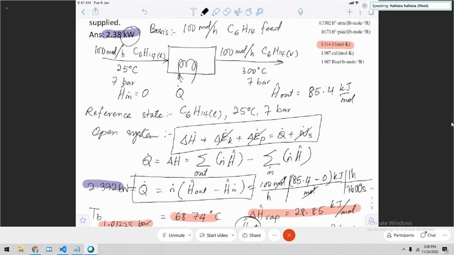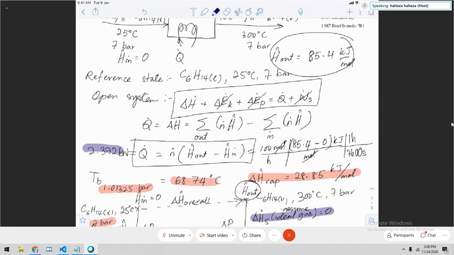Any questions? Once you manage to get your outlet enthalpy, the procedure, the steps are the same. You are using this equation to solve it. That's the same. Nothing changed. Any questions? No, just confirmation.